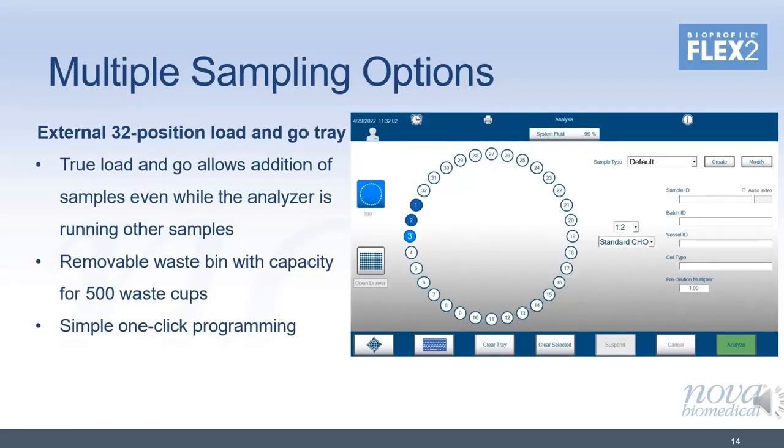FastCDV incorporates two sampling options, which means it is highly adaptable. It provides the best workflow for all cell culture applications, from cell line development through commercial manufacturing. An external 32-position load-and-go tray allows continuous addition of samples, even while the analyzer is running, which is a common workflow for bench-scale cultures, as well as batch processing of small batches of 30 samples or less.